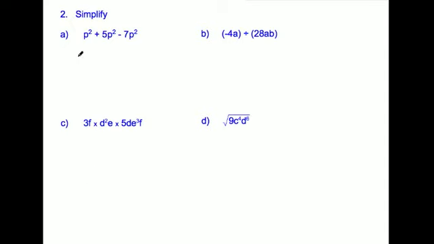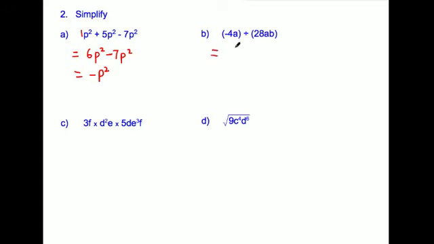In number 2, we have adding and subtracting like terms. Note that p squared does not change. We simply add the coefficients. The coefficient of p squared is 1. 1 plus 5 is 6 p squared minus 7 p squared. 6 minus 7 is negative 1 p squared. Note that p squared does not change.